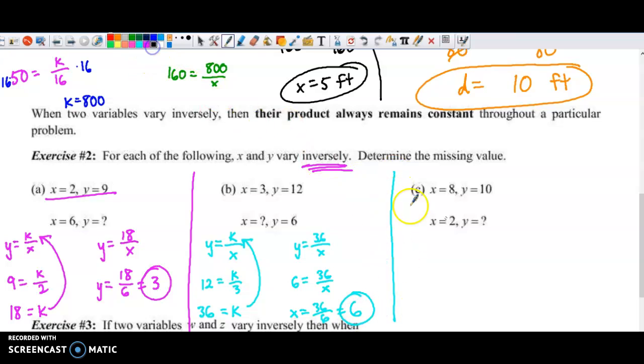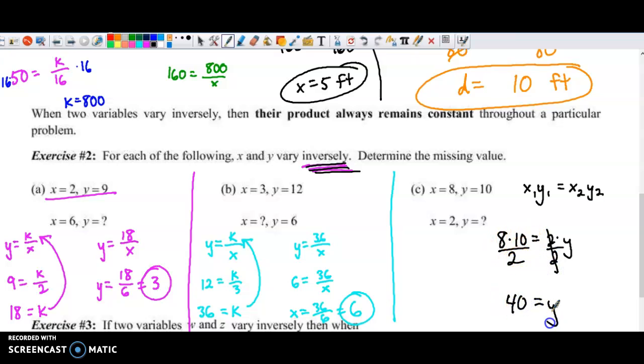And just for anybody that likes the other method of x1 y1 equals x2 y2 with inversely proportional, you'll get the right answer. So we're looking at 8 times 10 equals 2 times y, and you can divide that 2 over. 8 times 10 is 80, divided by 2 will give you 40. So there's just another option for anybody that wants to do the problem that way.